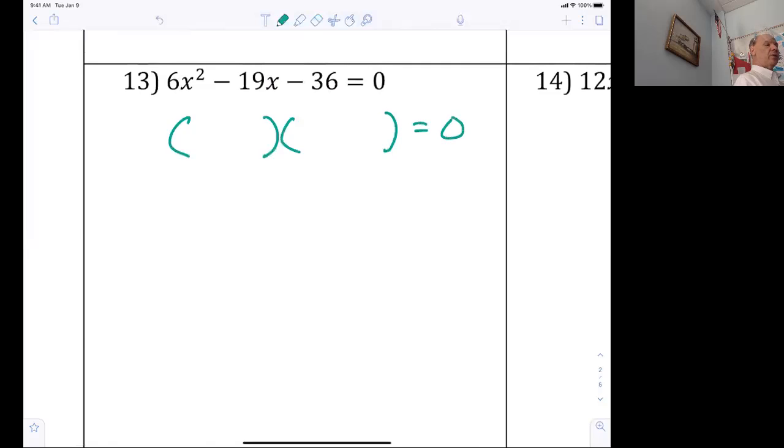All right, how do we start this guy? I'm going to start with 3x and 2x. Now, can I use 6 and 6? No. So let's try 9 and 4. Where would the 9 have to go? With the 2x, right? Where would the 4 go? Let's see if that works. How much is that? 8. How much is that? 27. Does 27 and 8 make 19?